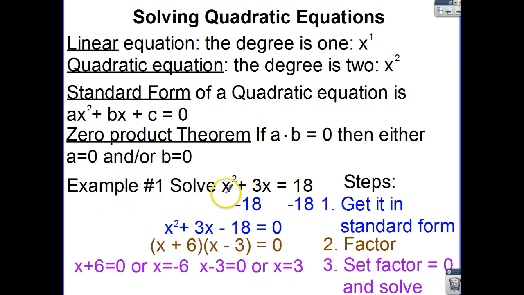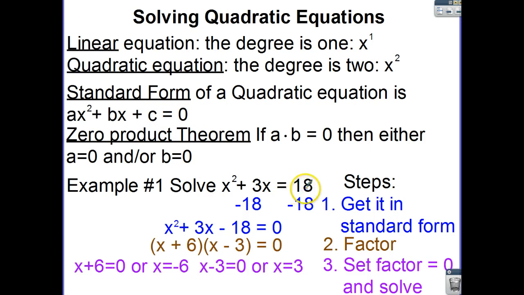We want to solve the equation x squared plus 3x equals 18. Okay, well, here are the steps. Step number 1, get it in standard form. So we want to match this form up here, ax squared plus bx plus c equals 0. So we want to get it equal to 0. Now that's our goal with quadratic equations, get it equal to 0.